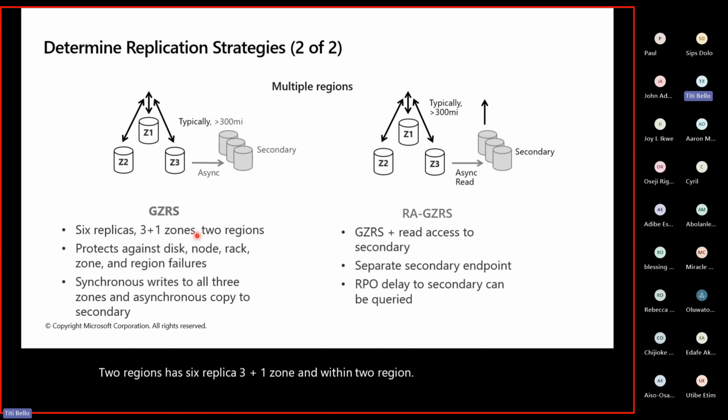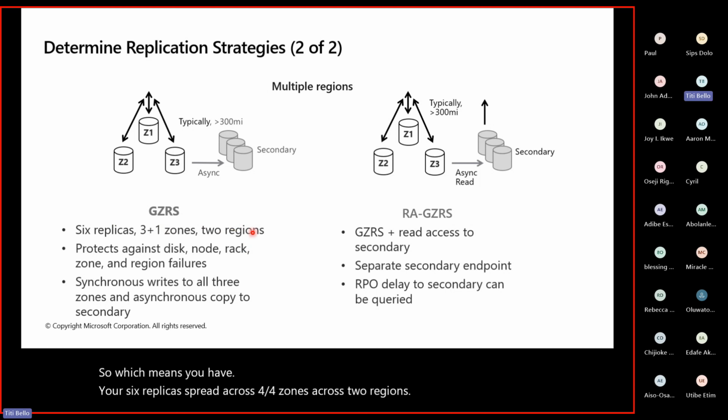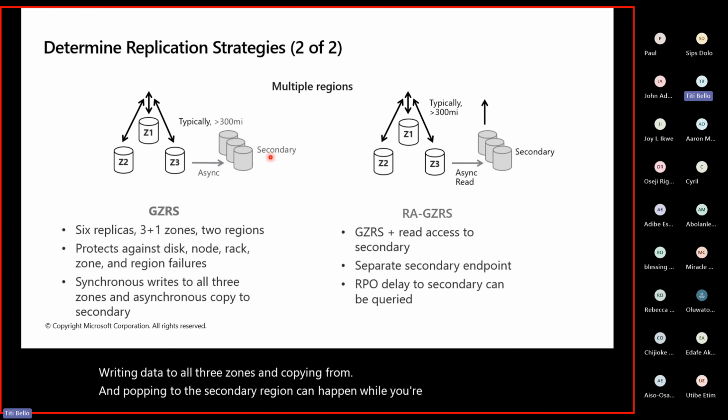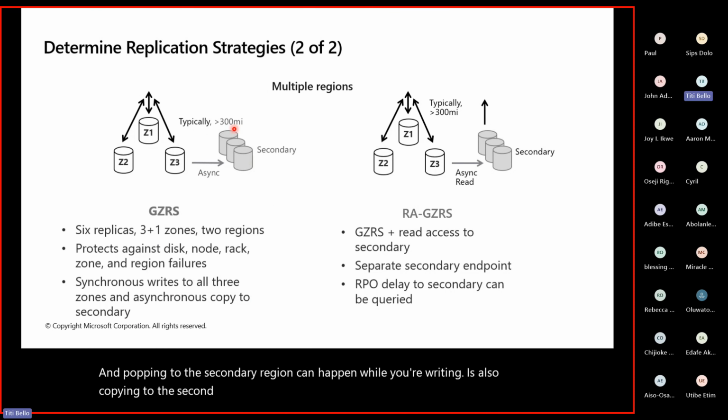So which means you have your 6 replicas spread across 4 zones across 2 regions. That's the way it is. And it protects against disk, node, rack, zone, and region failure, right? Writing data to all 3 zones and copying to the secondary region can happen while you are writing. It's also copying to the secondary region at the same time.